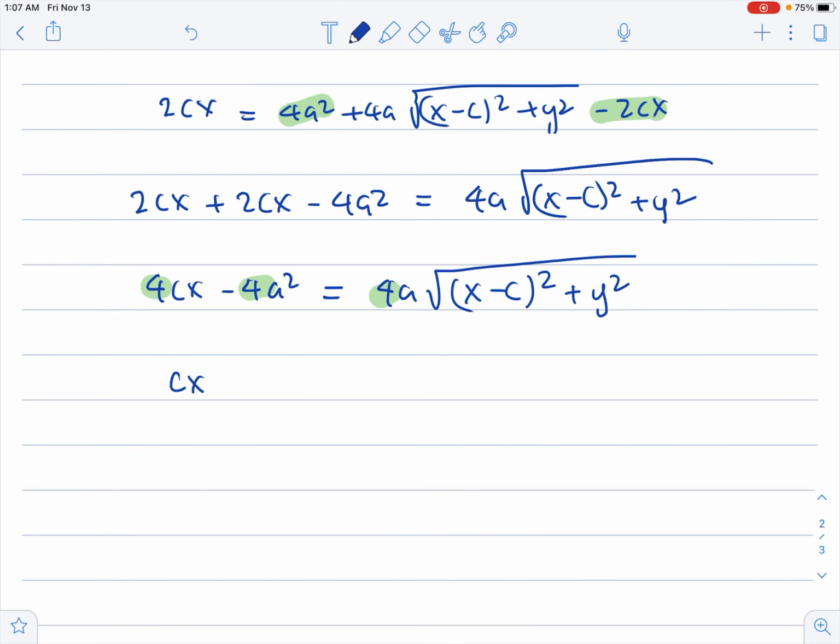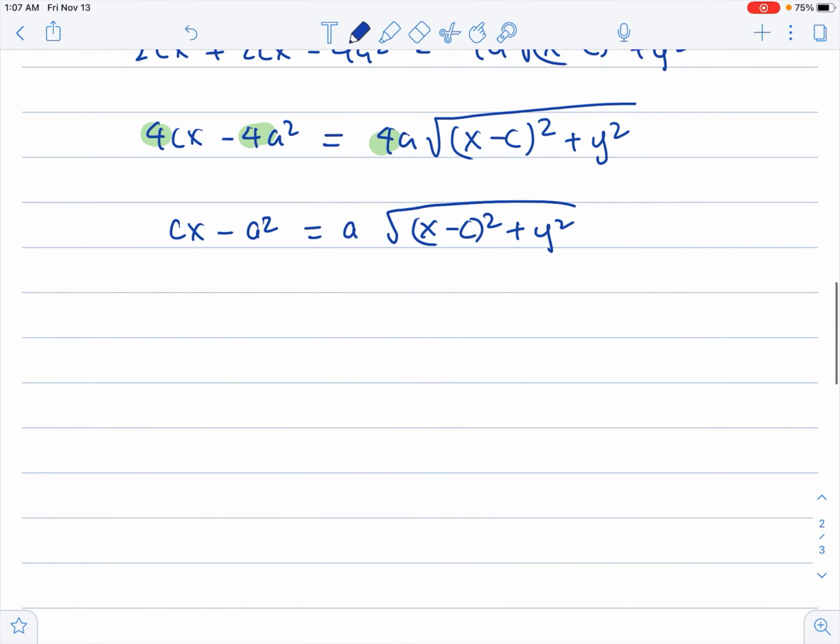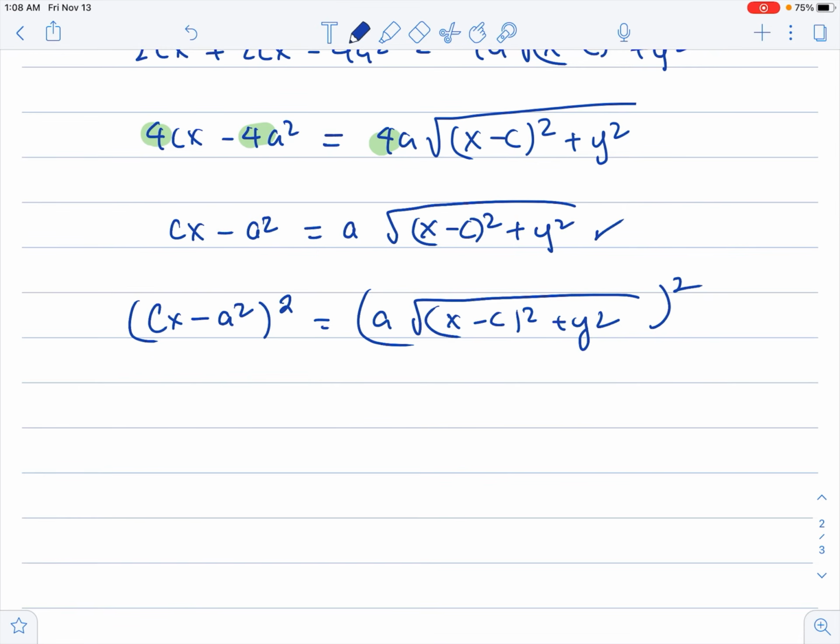So, we have cx minus a squared equals a times square root of (x minus c) quantity squared plus y squared. Ayun, madali na siyang i-square. Kasi konti na lang yung expressions na kasama niya. So, i-square natin to, itong side na to, which means i-square din natin yung nasa left-hand side, no? So, (cx minus a squared) squared equals a squared times (x minus c) quantity squared plus y squared.